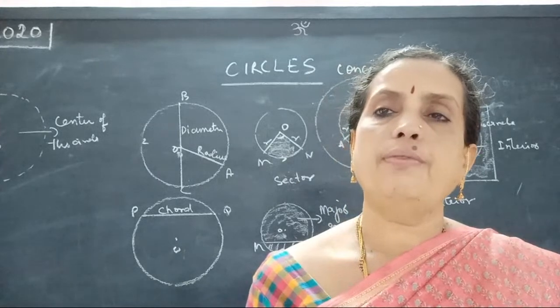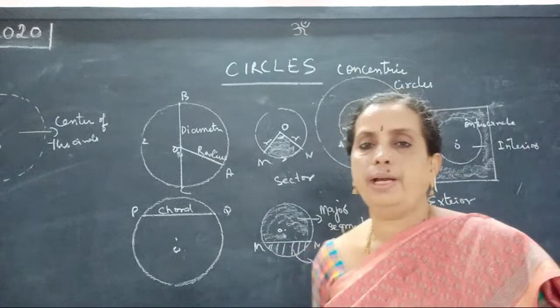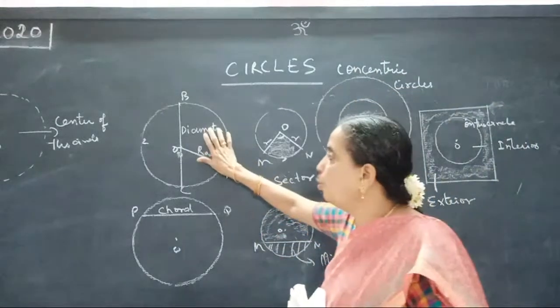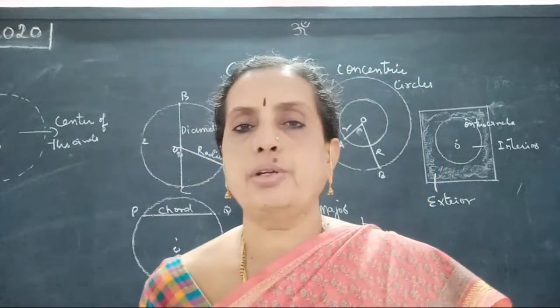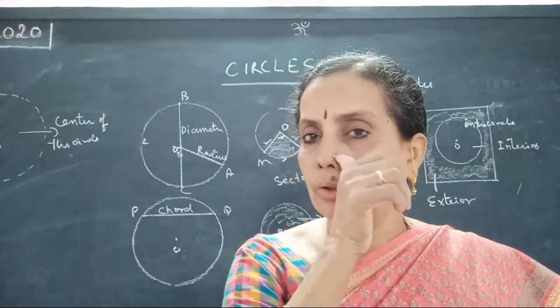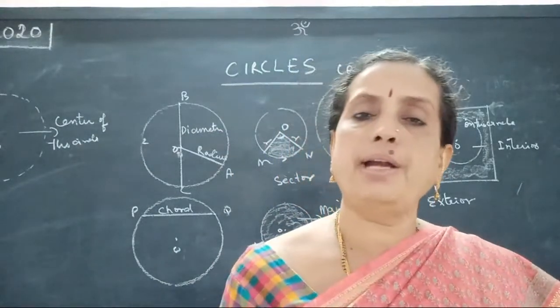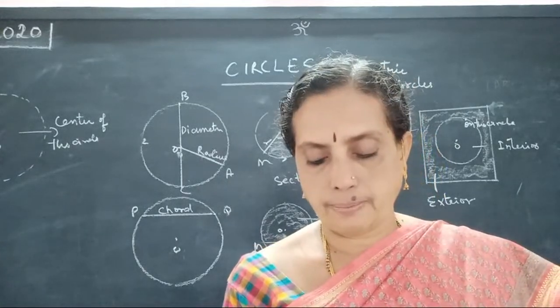Next, if a circle is divided into three equal parts, each is a major arc. We cannot divide the circle into three equal parts. We can divide the circle into only two equal parts. Each part is a semicircular region. We can divide into only two parts. So the statement is false.